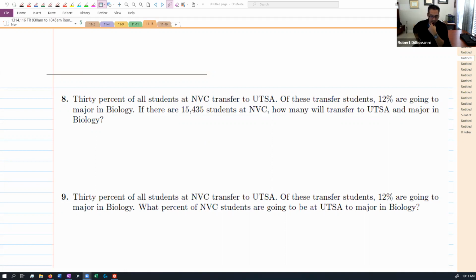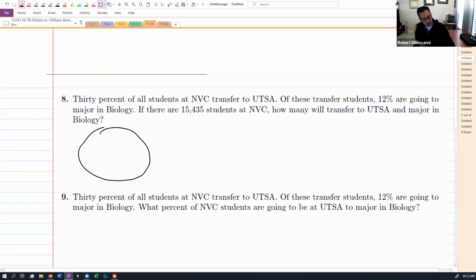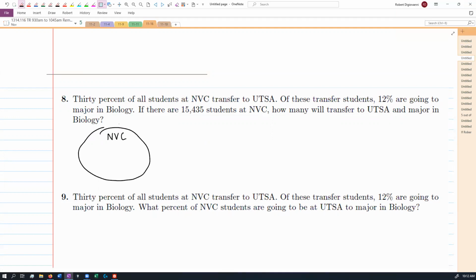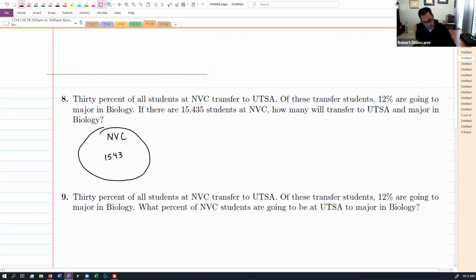Okay. So when you read that, I realize this is confusing. So here's what I like to do whenever I have something confusing: I like to draw pictures, if I can. So I'm going to draw a picture here. Let's say that this is all the students at NVC. That's all of them. And how many of them are there? Does it say in here how many students are at Northwest Vista? 15,435, right? And it says in the first sentence that 30% of those students will go to UTSA.